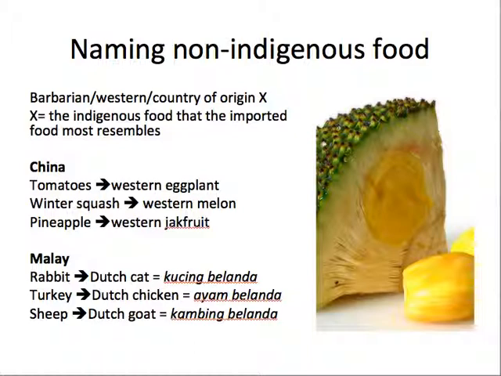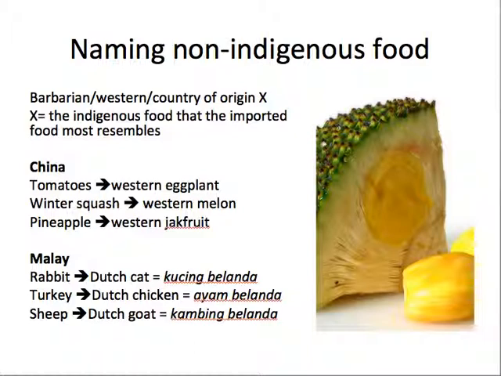One of the interesting ways that we actually classify food is classifying it in terms of what it is similar to. And this is the case with non-indigenous food. So food that comes from somewhere else, we usually call it by the name of where it came from, either a country or Western or Eastern or even barbaric. And then the next part of the particular naming procedure is to look at what it's similar to.